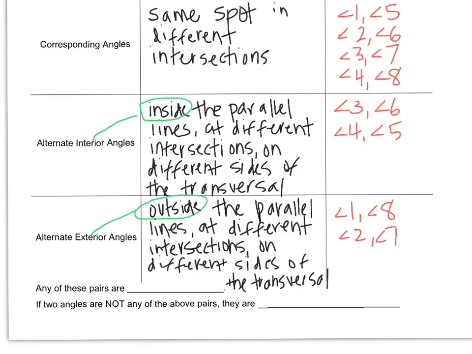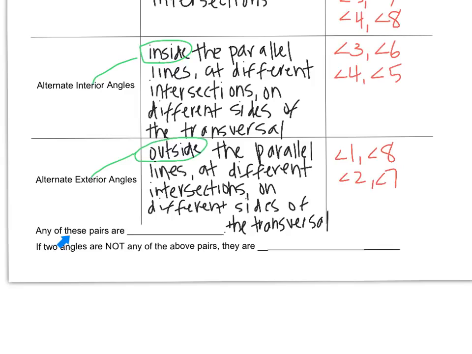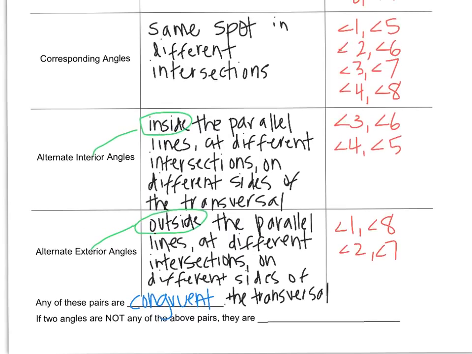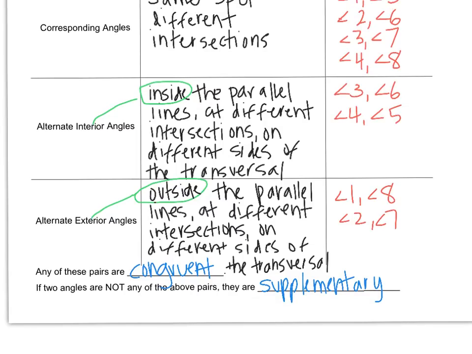I know I've said it a bunch of times, but we're going to fill in a box about it right now. Any of these pairs that I've just mentioned are congruent. So if someone says, I know the measurement of angle 3, you can find the measurement of angle 6, you can find the measurement of angle 7. If someone says, I know the measurement of angle 2, you can find the measurement of angle 6, you can find the measurement of angle 7, because it all partners with somebody. If it's not a partner up above, then the angles are supplementary. And just to refresh your memory, supplementary means that it adds to 180.